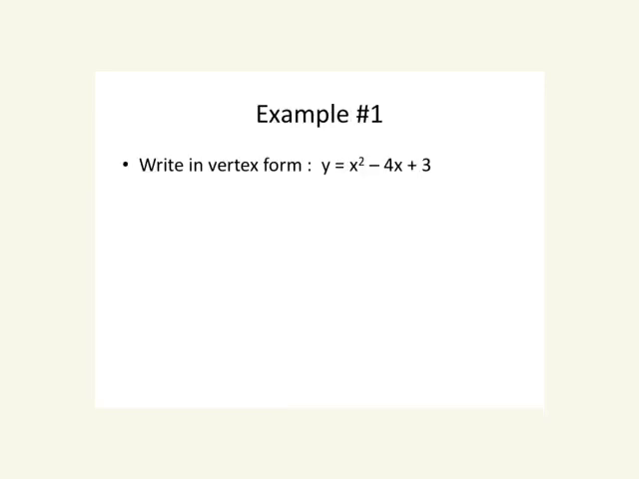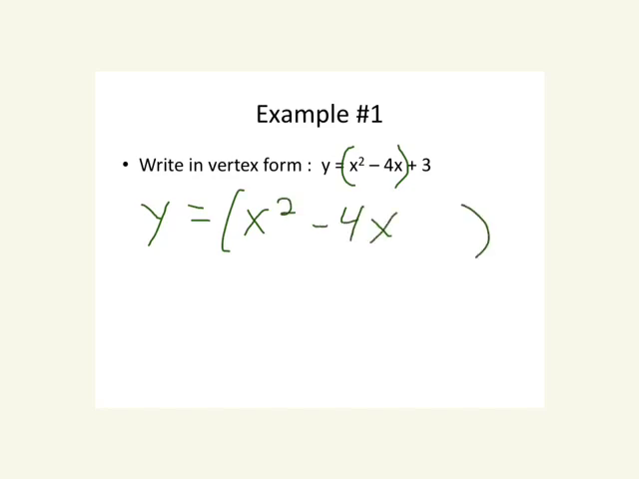Alright, Titans, one more example to finish the night off, and that is to write this function in vertex form. So we're going to use the completing the square process to put this in vertex form. So I'm going to group my first two terms together. After grouping my first two terms together, I'm going to use the completing the square process.